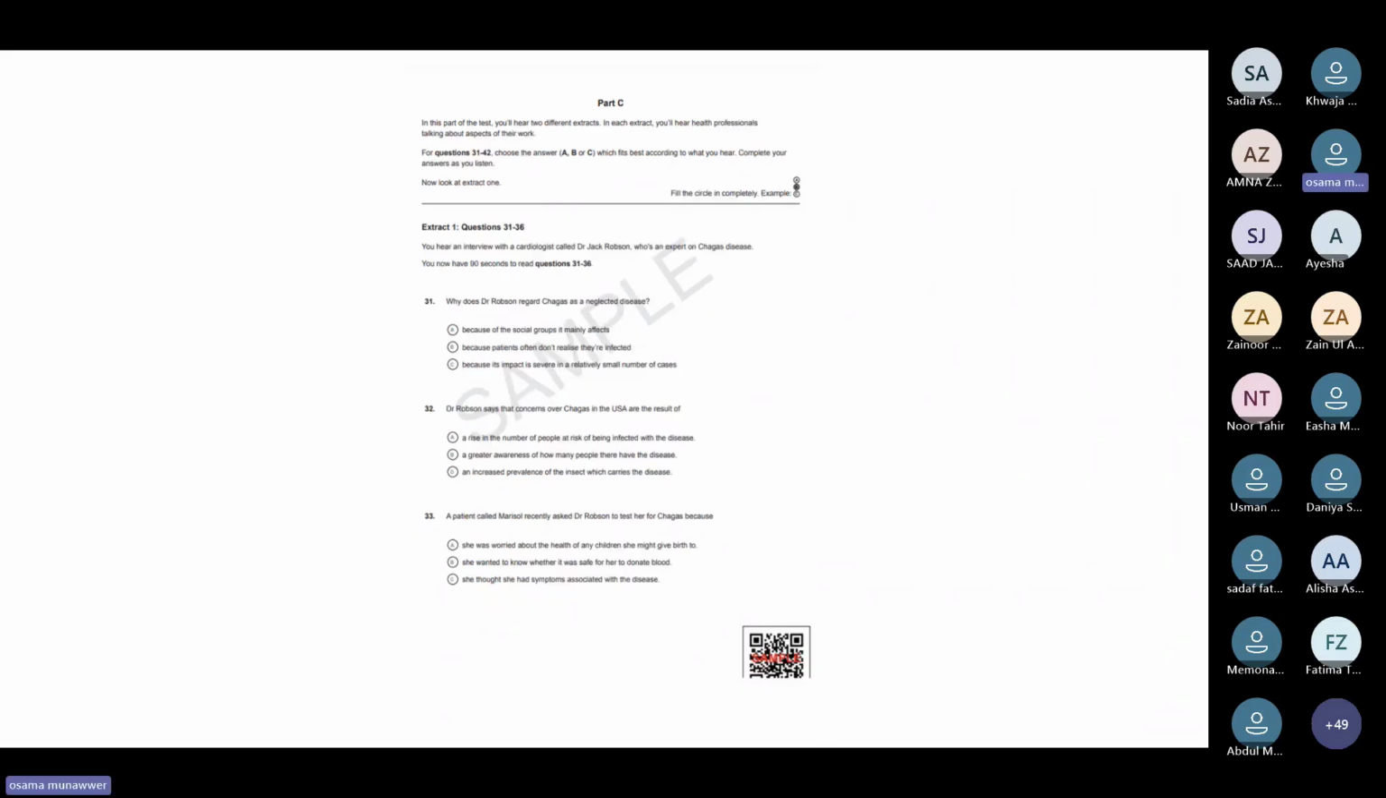Coming to part C. So again, part C is comprised of 12 questions in total, and they're going to be divided into two. So basically, there's 2 audios for part C, and each audio has like 6 questions for each. So 6 questions for audio 1, 6 questions for audio 2, a total of 12 questions. So that's how it goes.